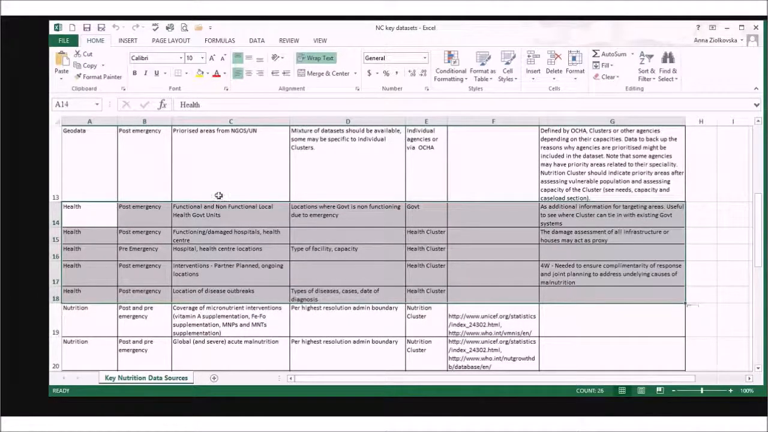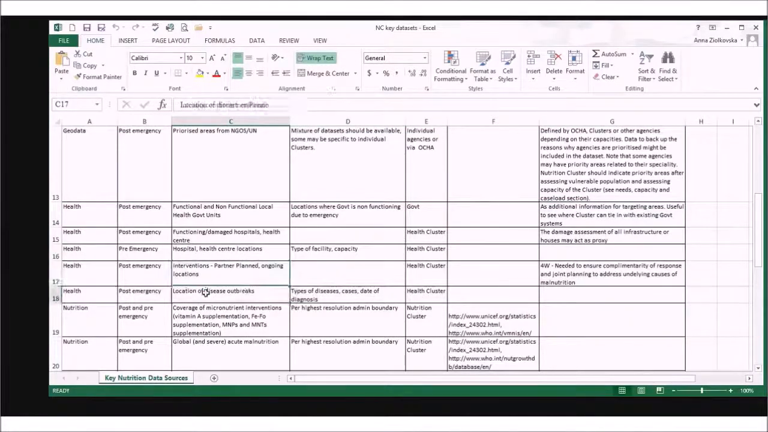It's again functional and non-functional local health government units, because all nutrition interventions are often linked to the health intervention, and it's important to ensure complementarity. Again, functional and damaged health centers and hospitals, all health centers and hospitals locations, again 4W interventions, and location of disease outbreaks, because it has an effect on the malnutrition rates, and it's important to consider it while you're doing your nutrition analysis.